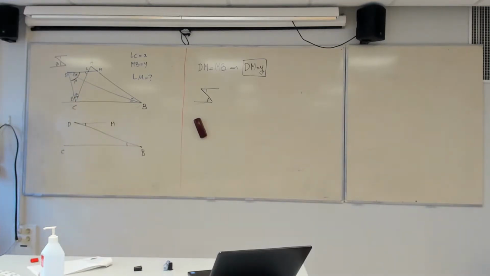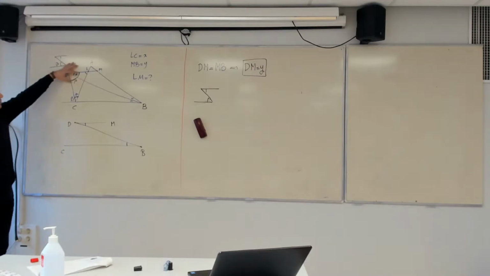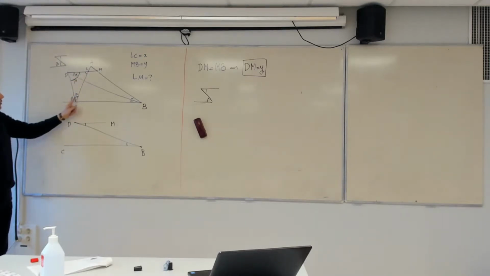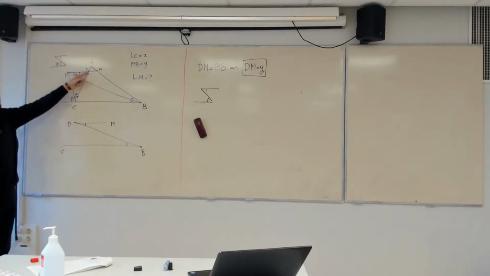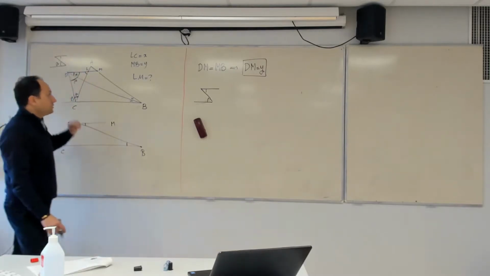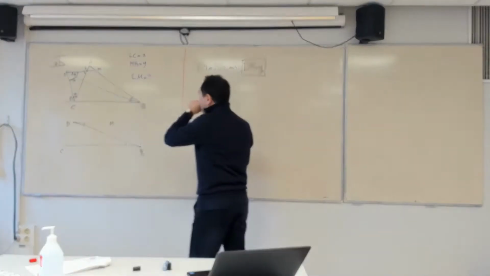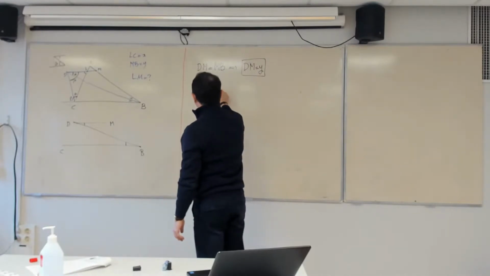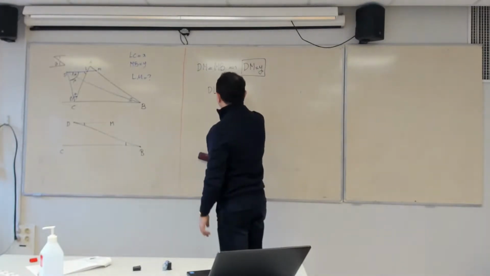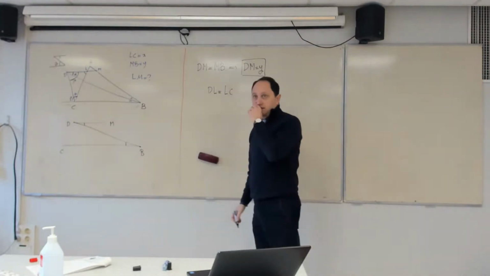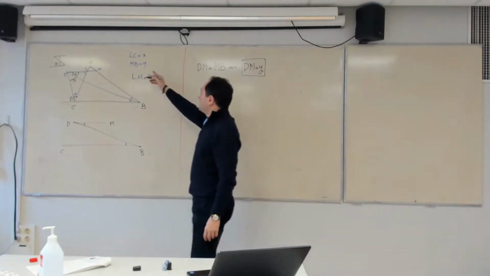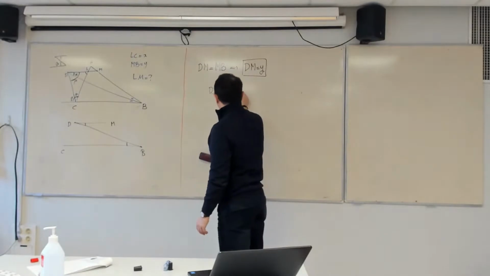So then what does it mean? Which one is equal to which one? The one which is opposite to beta, LC, is equal to the one which is opposite to this beta, which is DL. This is the meaning, yes? So this means that DL is also equal to LC. But what is LC? LC is given to be X. So this is X.